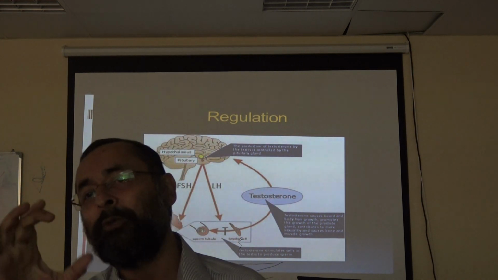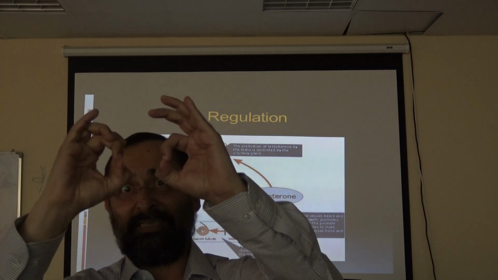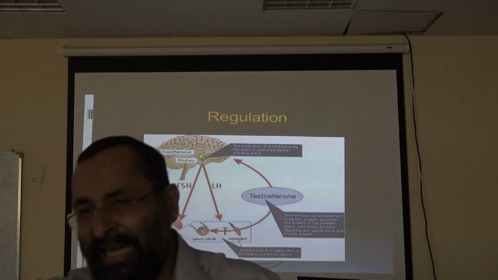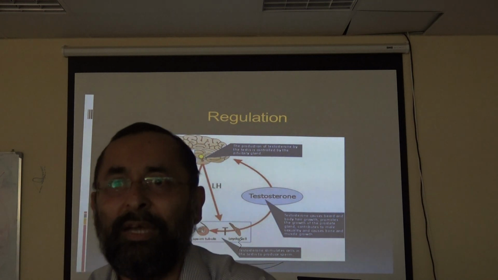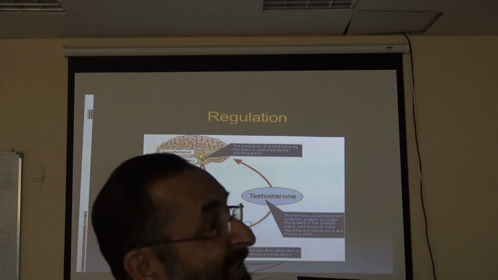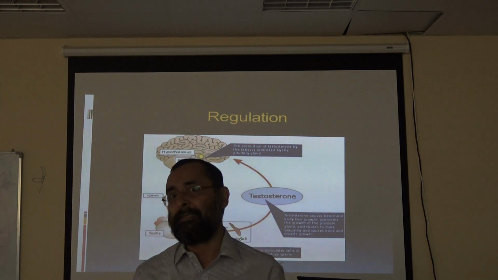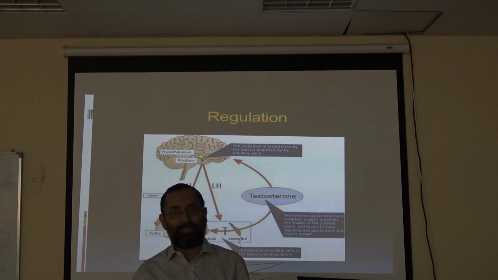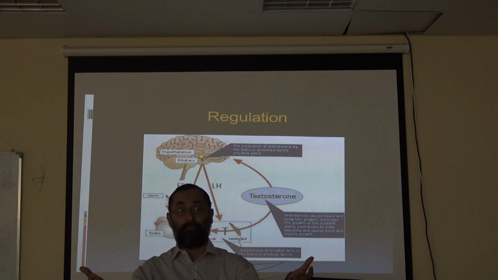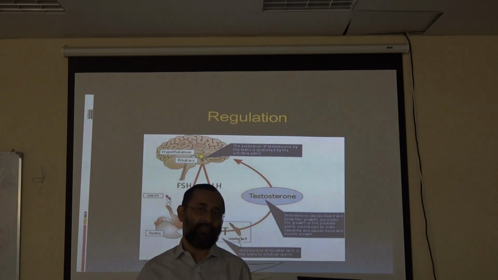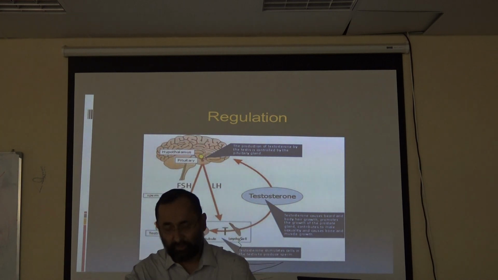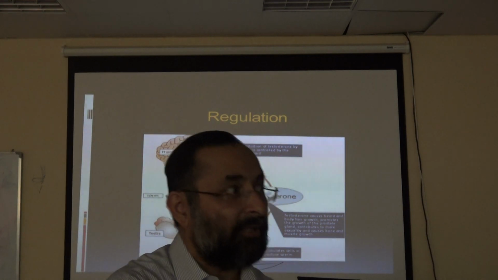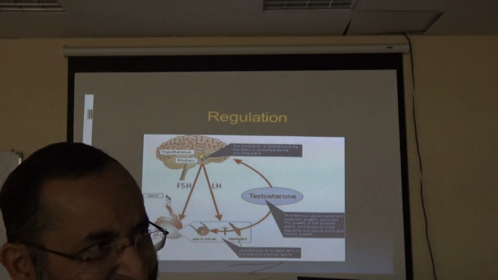Leydig cells are lying outside the seminiferous tubules. If you have the seminiferous tubules like this, okay, between the seminiferous tubules are the islands or the areas where you have the clusters of these cells. Okay, so Leydig cells are very special cells. They are hormone producing cells. Your principal androgen, testosterone, males are producing testicular androgens from Leydig cells.